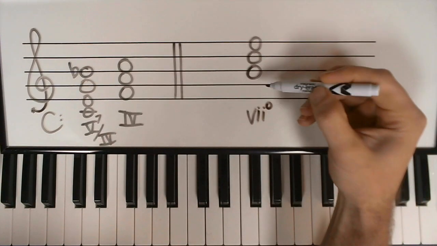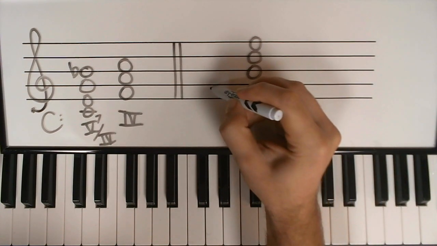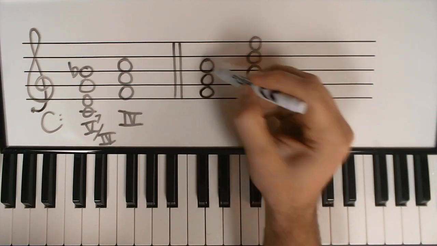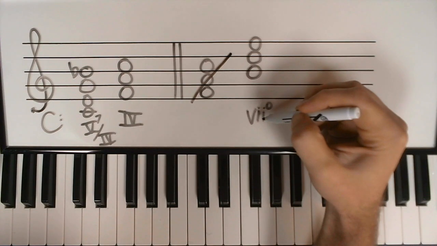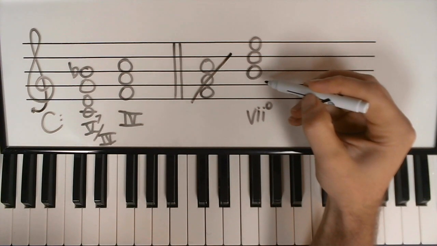The last thing I'll mention in this video is that we cannot have a V of the diminished vii because a diminished chord cannot function as a tonic.